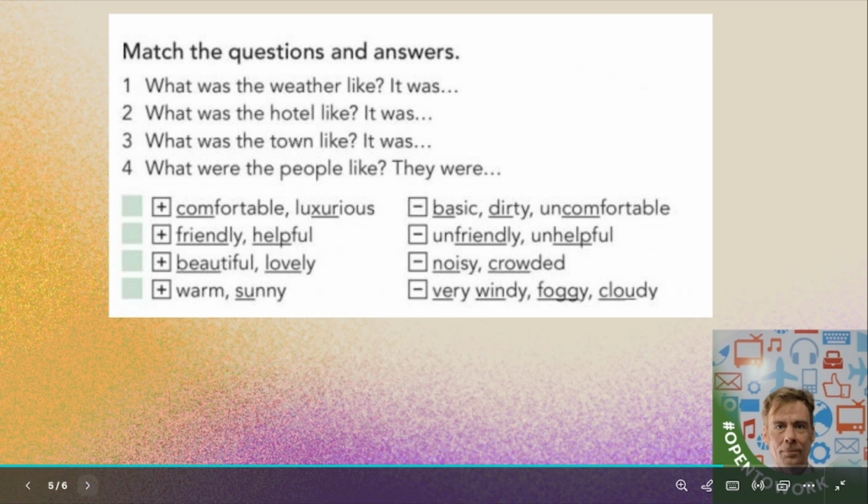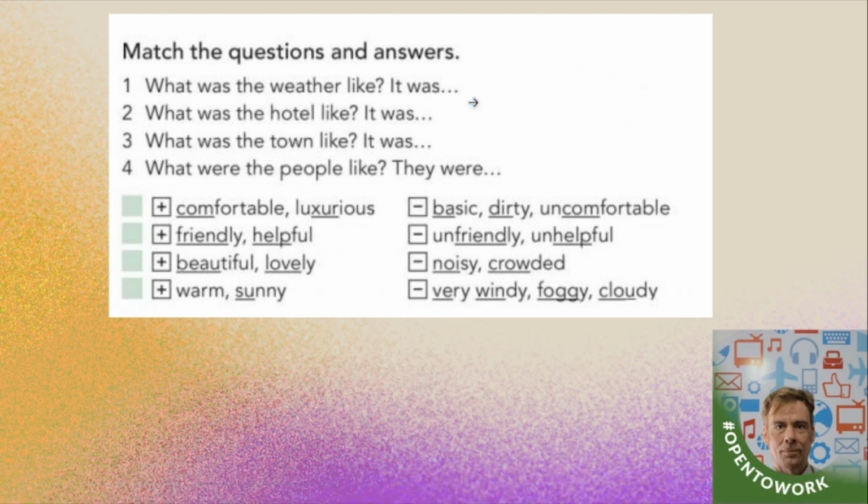Let's take a look at some adjectives to describe our vacation, including our accommodation, the staff, and the weather. First of all, let's match the questions to their possible answers. What was the weather like? Some positive adjectives for describing the weather: warm, sunny. Some negative adjectives: very windy, foggy, or cloudy.